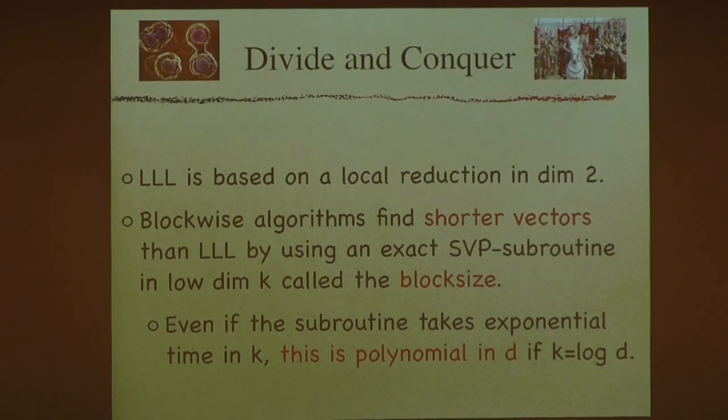Blockwise algorithms find shorter vectors than LLL by using some subroutine to find short vectors in a low dimension called the block size. You could think that LLL uses k equal to 2, even though it's not exactly the case. Now the trick is, if this routine is expensive in k, for instance exponential time in k, you can still make it polynomial in the dimension if you choose k sufficiently small, like logarithmic in the dimension. If you choose a bigger function, then you would get sub-exponential time, for instance.